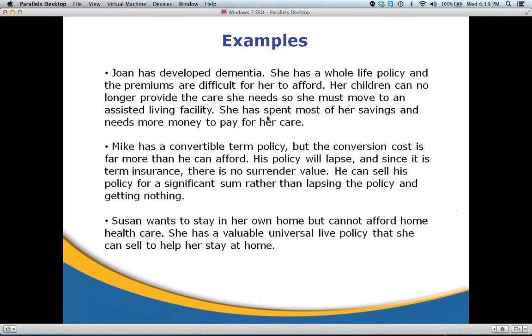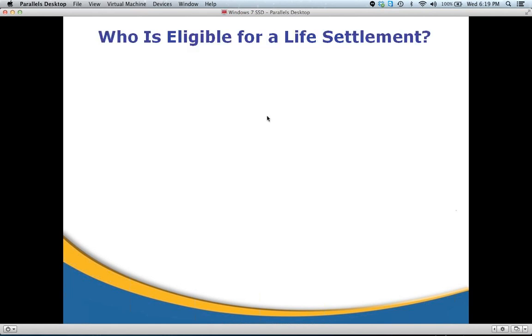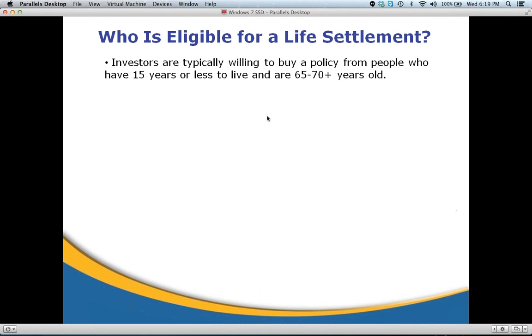So as you can see, there's many different reasons why someone could really benefit if they knew that they could sell this valuable asset they have. So who's eligible for a life settlement? Who can sell their policy? Well, investors are typically willing to buy a policy from someone who has 15 years or less to live. Typically age 65 and 70 or older is what most investors are looking for.